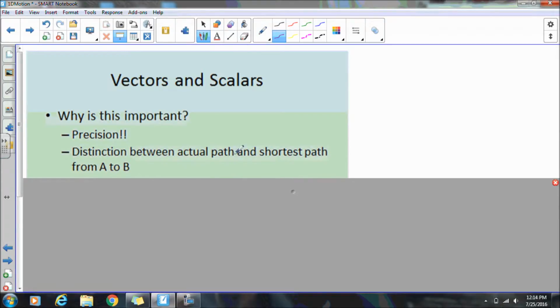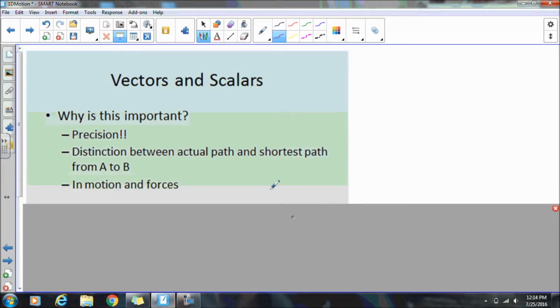This is that distinction between the actual path and the shortest path from A to B, and we'll talk more about this when we get to distance and displacement. In motion and forces, it's important to talk about which direction you are going. It makes a big difference if you are pushing something to the left or to the right when we're talking about friction, inclines, and things like that. So it's very important to know what a vector quantity implies. It implies that there is a number as well as a direction.